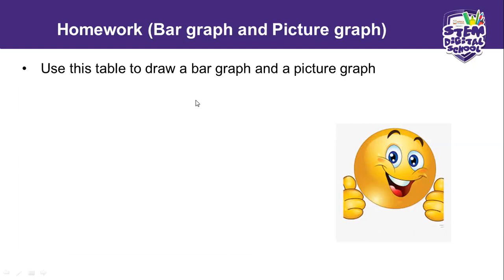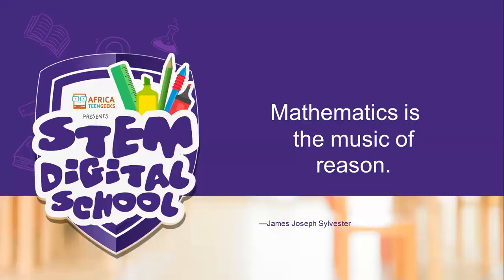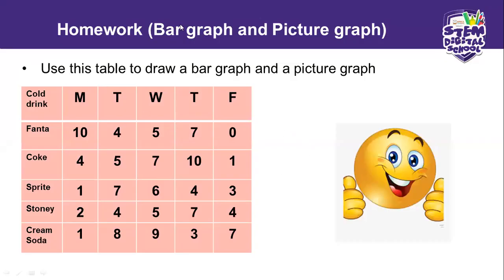All right, let's see what is for homework. For homework, it's still the same information. And now what is it that you have to do? What you have to do is a bar graph using this information and also a picture graph using this information. I will be waiting to see your homework and what you're going to share with us.